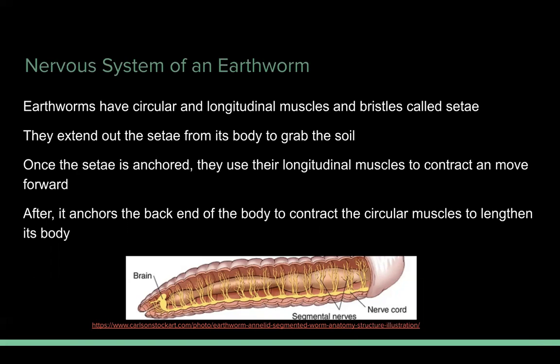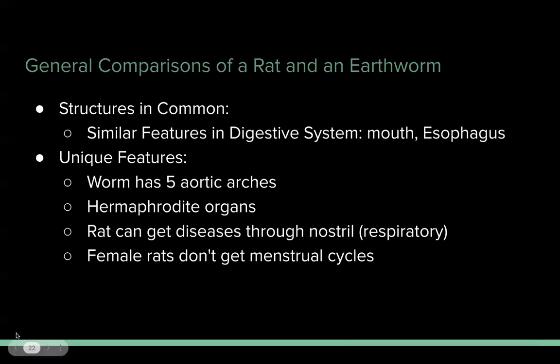And they have a hydrostatic skeleton, which allows them to dig into the soil without being crushed. So the general comparisons of a rat and an earthworm, they do have structures that are similar. So they have similar features in their digestive system, such as their mouths and esophagus.